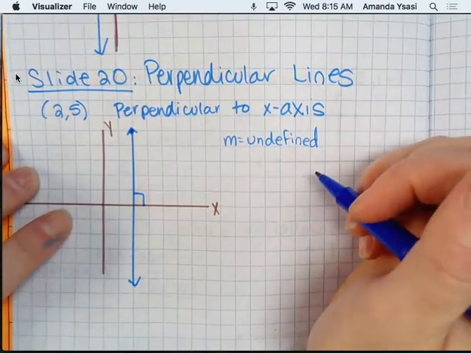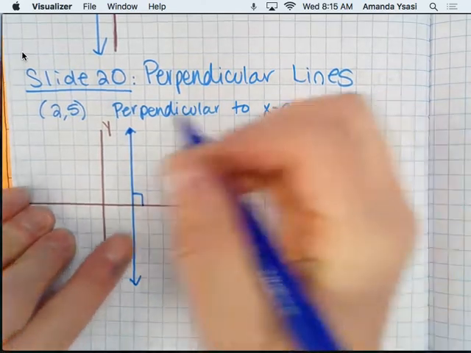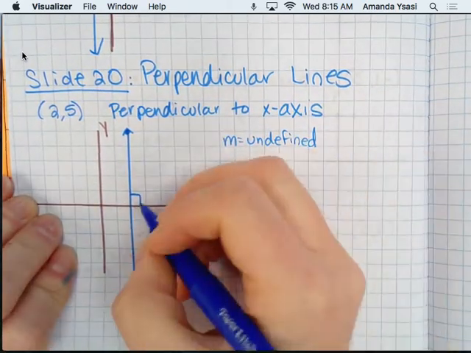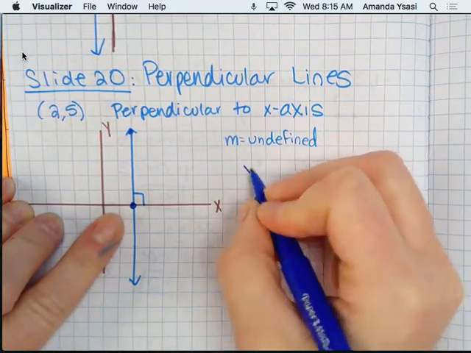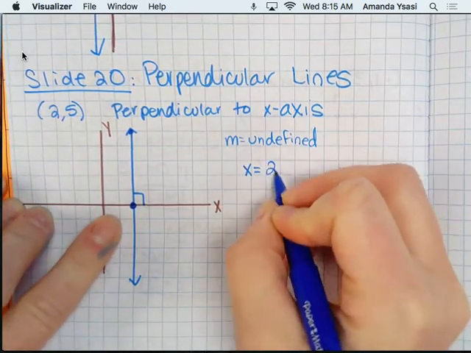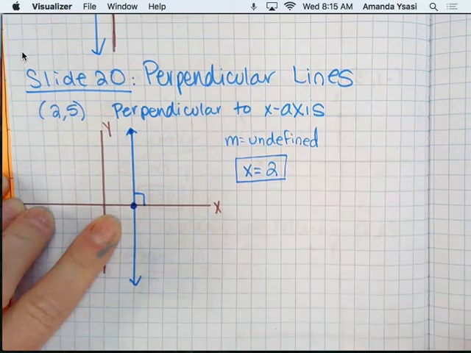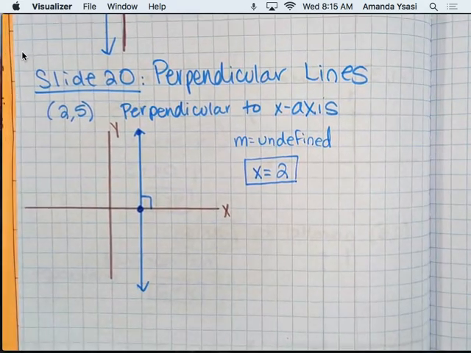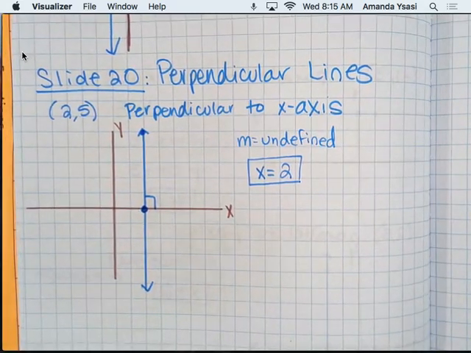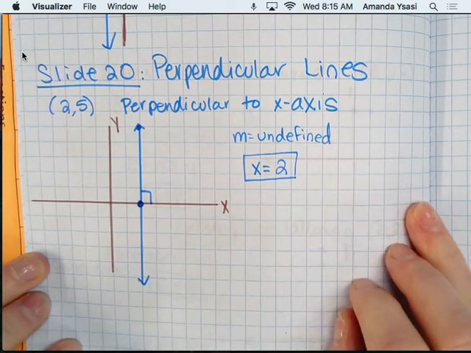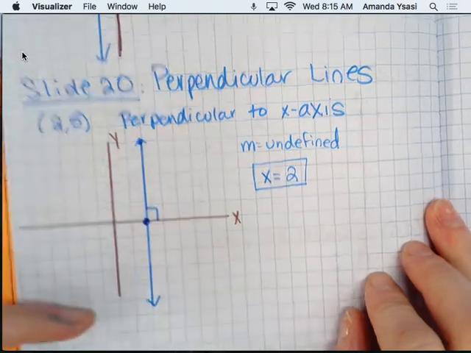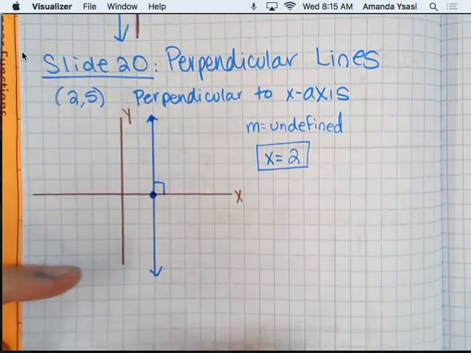So if it's undefined, how are we going to write our equation? Yep, with the x-intercept. So x equals 2. And it is still parallel to the y-axis.